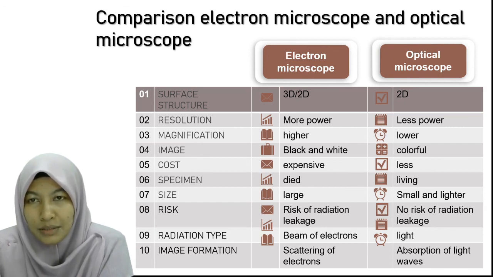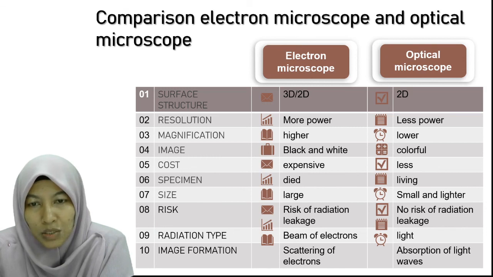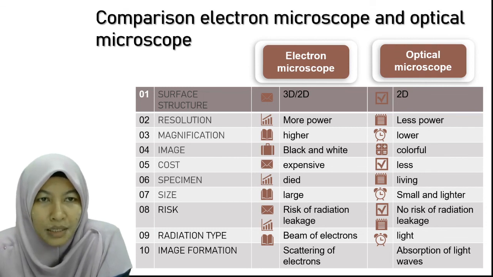And then costing untuk electron microscope expensive, but then untuk optical microscope less. Okay, spesimen yang kita gunakan untuk electron microscope adalah dead, and then optical is living. Okay, size of the electron microscope is large, maka dia punya space dia besar lah. And then untuk optical microscope small and lighter.